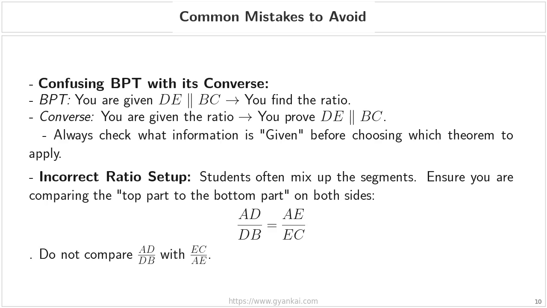I often see students mixing up the segments of the sides. To keep it consistent, you must compare the top part to the bottom part on both sides of the triangle. You should be setting up the ratio as AD over DB equals AE over EC. A very common mistake is to accidentally flip one side and compare AD over DB with EC over AE. This will lead you to the wrong conclusion, so keep your segments paired correctly.